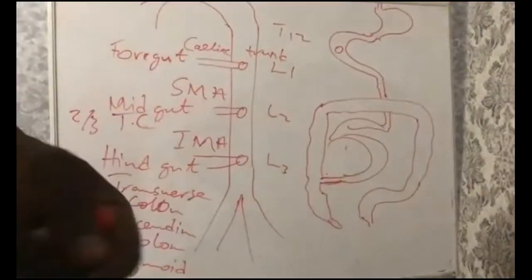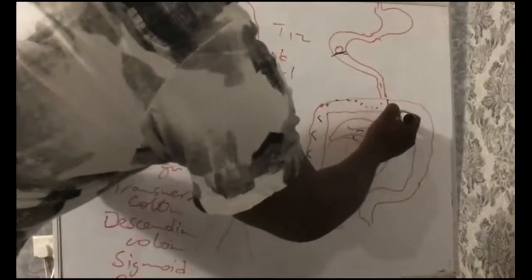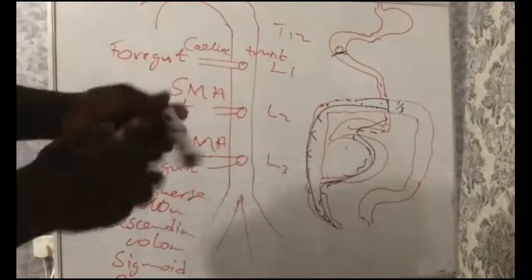From this level here, coming down, supplying all these parts up to 2/3 here. All this area is supplied by superior mesenteric. But you see, this part here, which forms about 1/3 of the transverse colon, is still supplied by a branch of the inferior mesenteric artery, because there is a left colic branch coming from the inferior mesenteric, and it divides into ascending branch and descending branch.